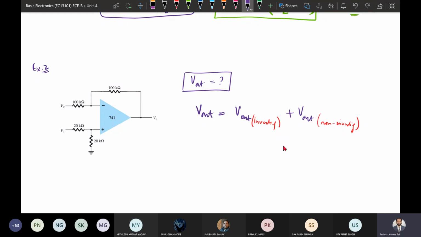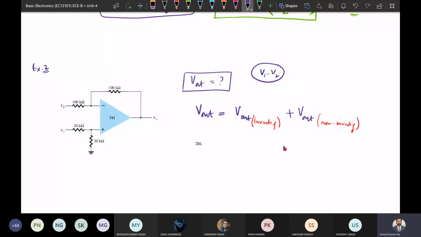Yes, anyone? So one thing, while proceeding with V1 minus V2, we need not go again and again with KCL and all. What we need to do is just write the output expression in the inverting case and the non-inverting case. So the output will be because of the inverting case and because of the non-inverting case.